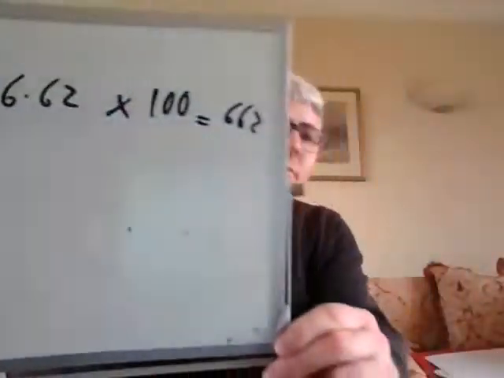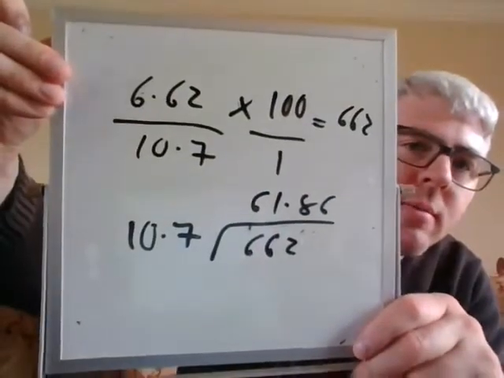This one I'm going to do now. .62 times 100 gives you 662. And then the next bit I'm doing is this. In this stage, I'm going to do that. And then I'm going to say .7 into 662, and then I've got the answer there, 61 something or other.